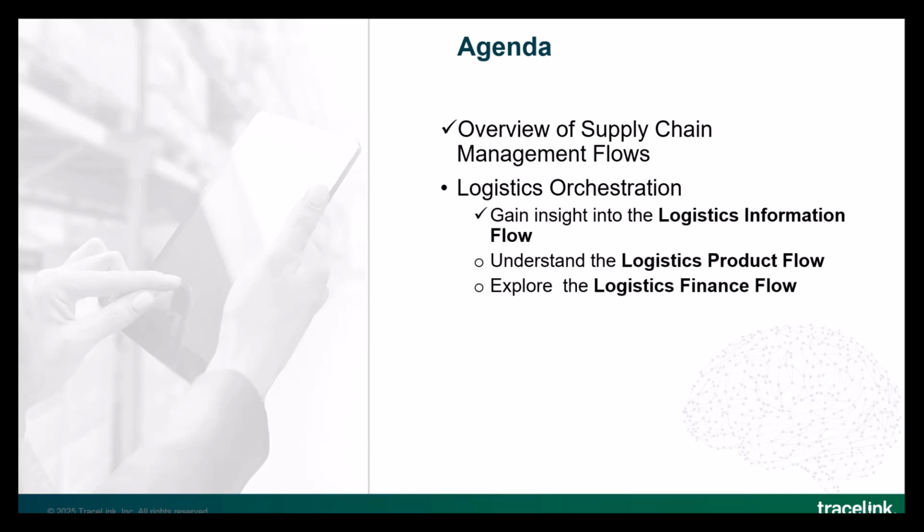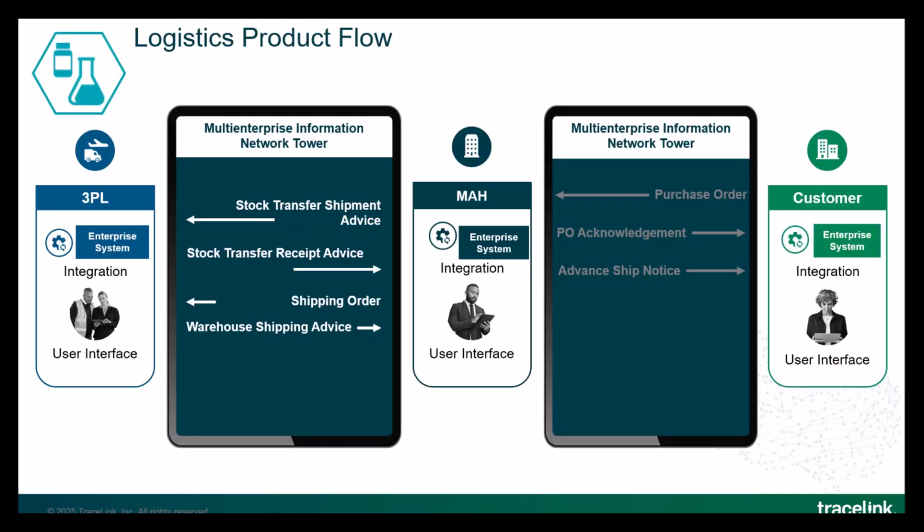Now we're going to take a look at the logistics product flow. As we know, logistics is about getting the right product to the right place at the right time, in the right condition, at the lowest cost. Using the transactions above, an MAH can work with 3PLs to ensure everything is done as right as possible.